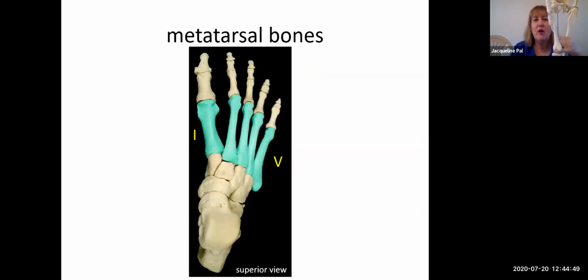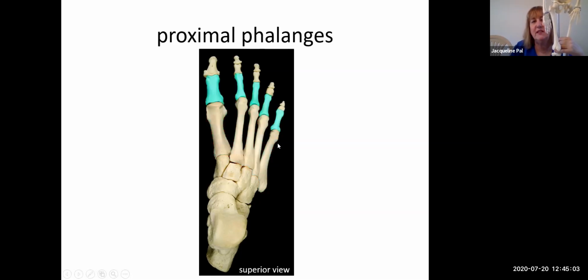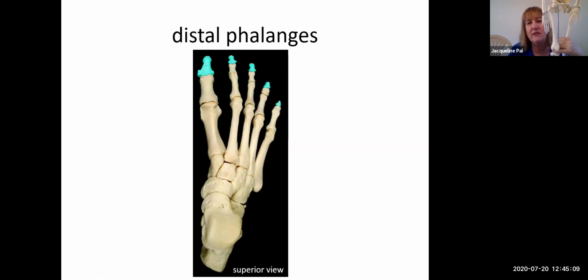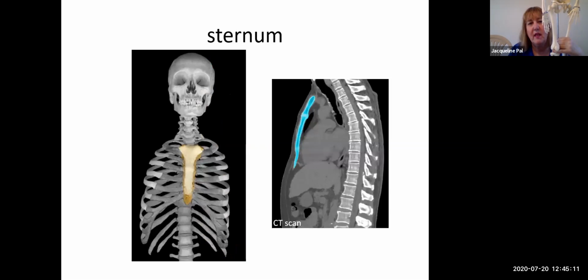All right, in the mid part of your foot, you have metatarsal bones, 1 through 5, just like we had metacarpals, we have metatarsals, the big toe side being the number 1. 1, 2, 3, 4, 5. And then we have 14 phalanges again, where we have 5 proximal phalanges, 4 middle phalanges, and 5 distal phalanges.